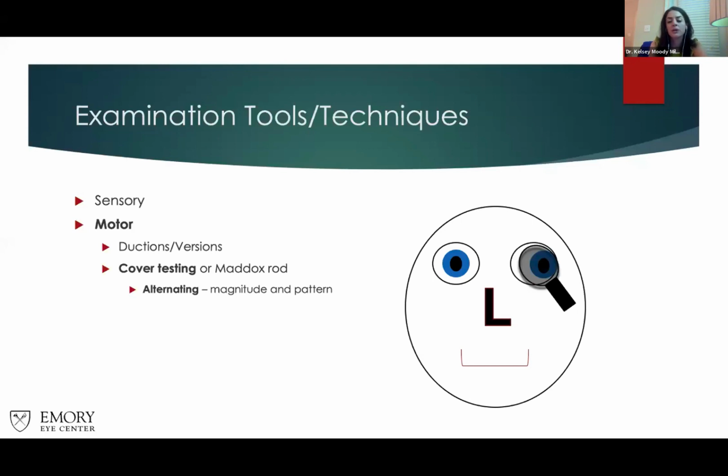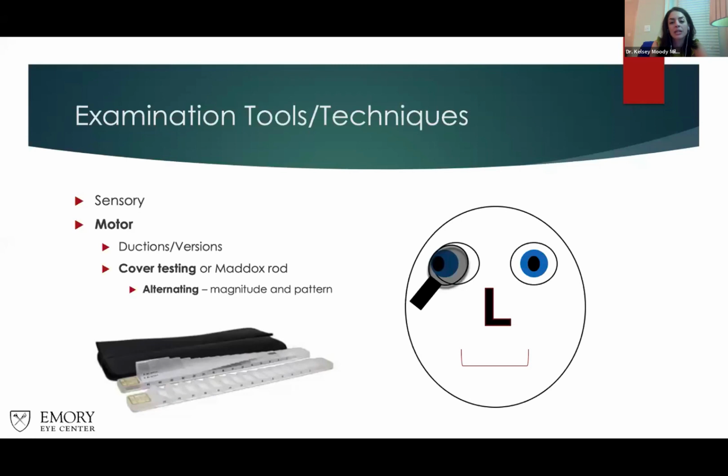And so here we're going to cover the left eye, and we're going to quickly go back and forth between the right and left eyes. And here we're seeing that as the eye's covered, it is moving out and it's coming back in to pick up refixation. And so this would be our exophoria.